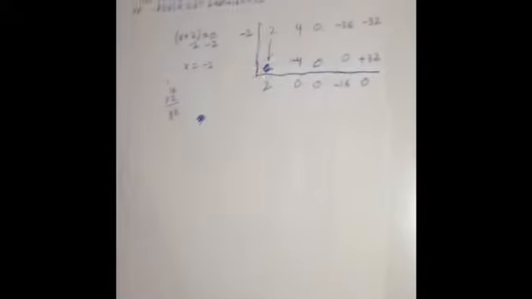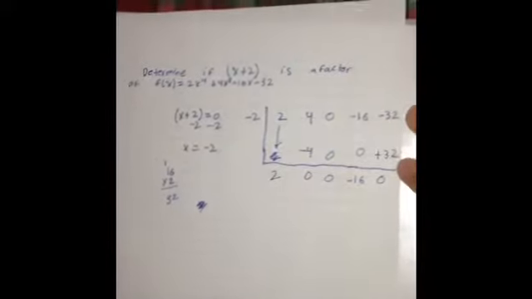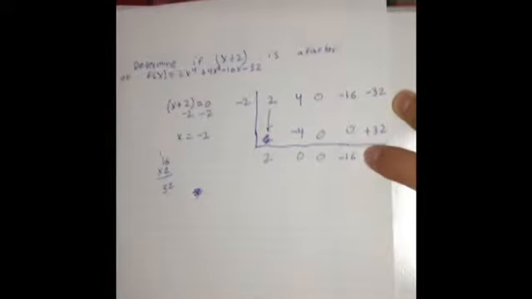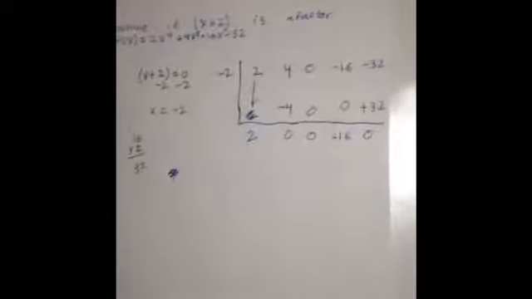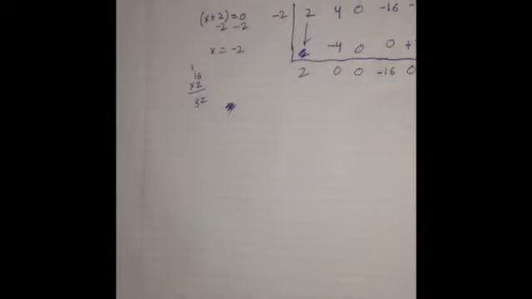So when we do this and we're determining if, say, for this example, x plus 2 is a factor, we do all this to work. If our final answer is 0, then it is a factor. If it's any other number, then it's not a factor. So, yeah, we got 0 for our last number, so it is a factor.